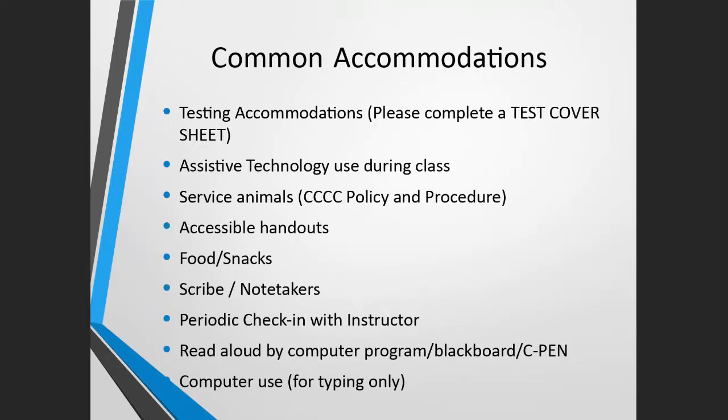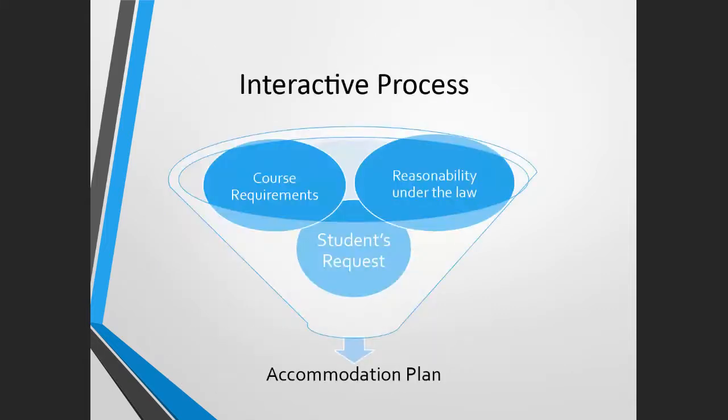Accessible handouts, so electronic versions of content rather than printed versions of content. Food or snack for break if they were to have regulation needs to ensure their well-being during class, and a few others. So accommodation plans are built specifically to students, and again, we don't have a standard checklist of what is or is not possible. That is the review process for determining what is reasonable for a specific student.